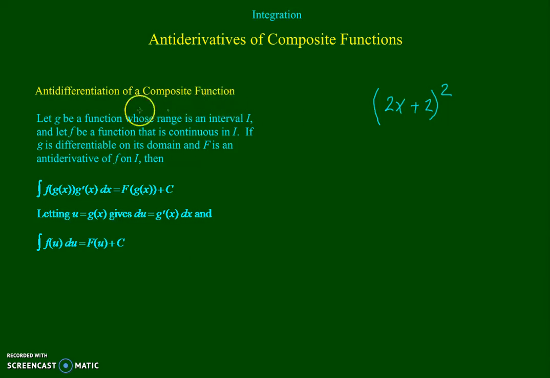So let's dig in. Let g be a function whose range is an interval I, and let f be a function that is continuous on I. Now I think that first sentence needs some clarification before we move on. So here we have some function f that is a composite of some other function g. Now, in dealing with composite functions, this inner function has an output, which is its range. The output of that inner function has to be within the domain of f.